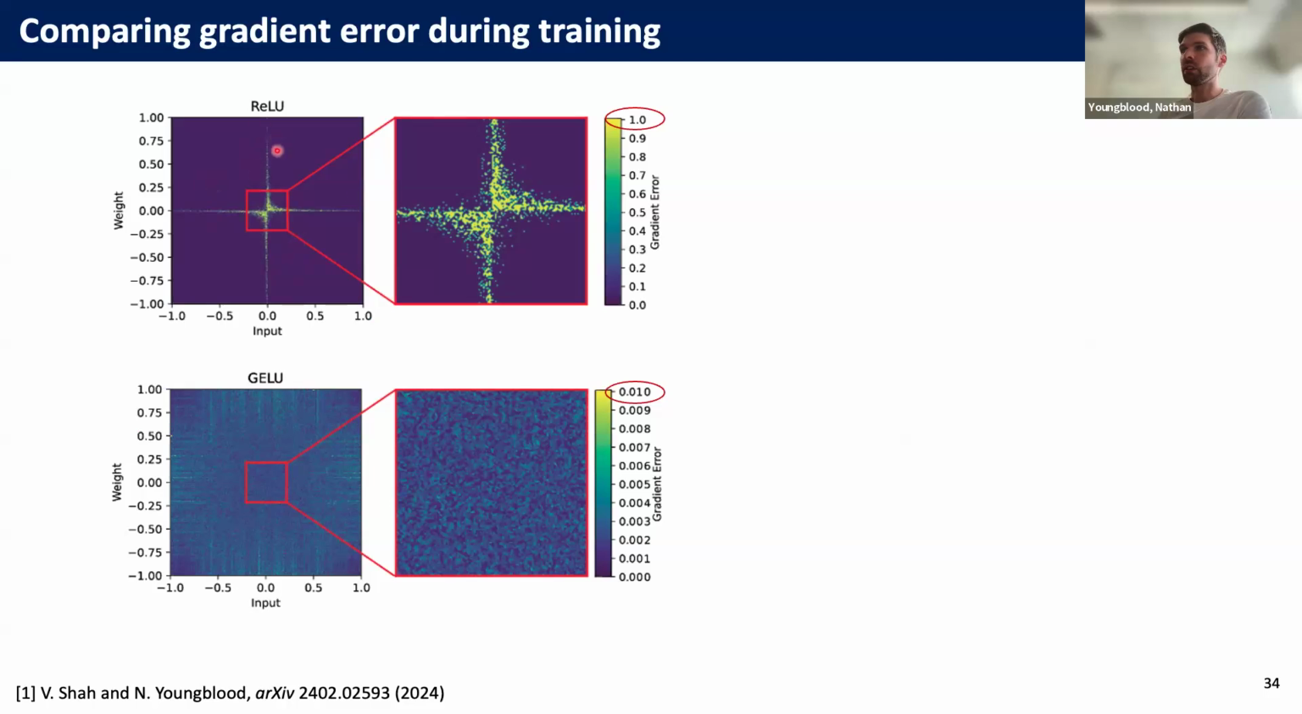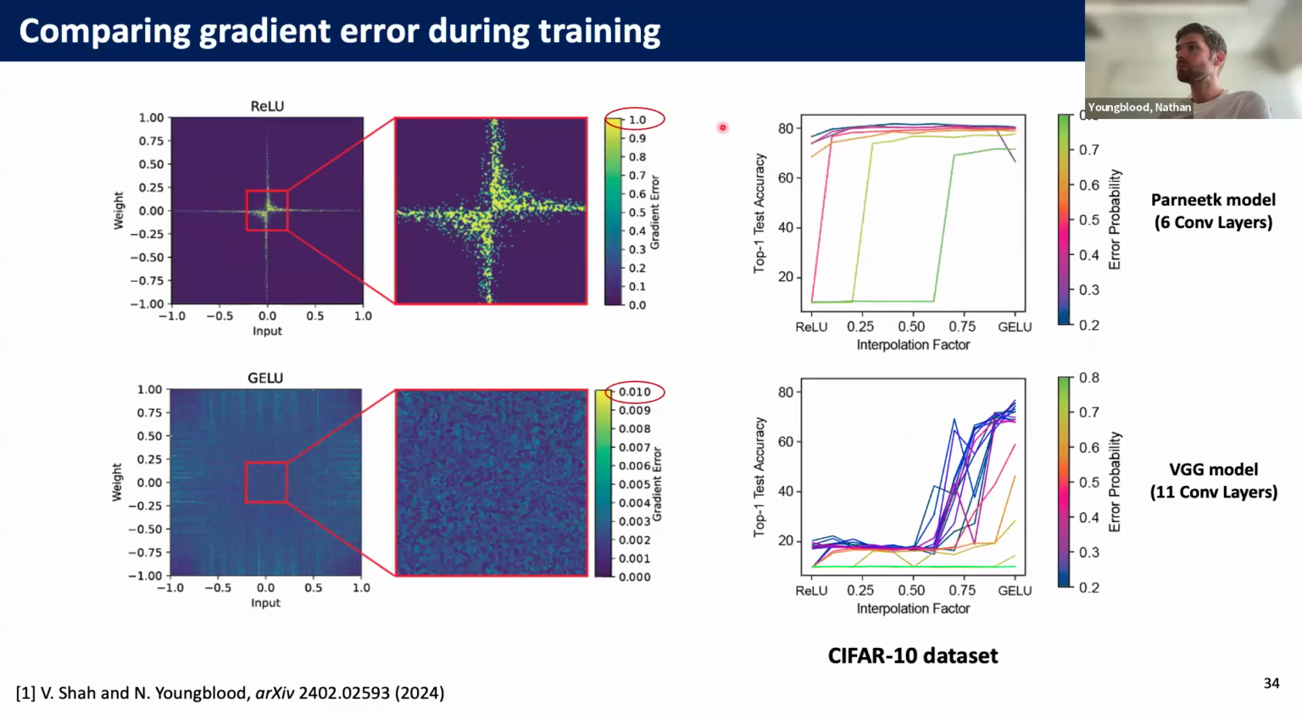This can be seen in the gradient error during training. Around 0, we get a very high error for ReLU, and for GLU it's much lower and much more uniform, so it kind of just averages out. You can see that the scale is very different for these two as well. And this plays out when you try to train models with any sort of noise. Again, higher error probability means higher amounts of noise. For the 6 convolutional layer network, the smaller one that I showed earlier, if you have ReLU or some sort of discontinuity, the effect of the discontinuity becomes more pronounced as you increase the error probability.